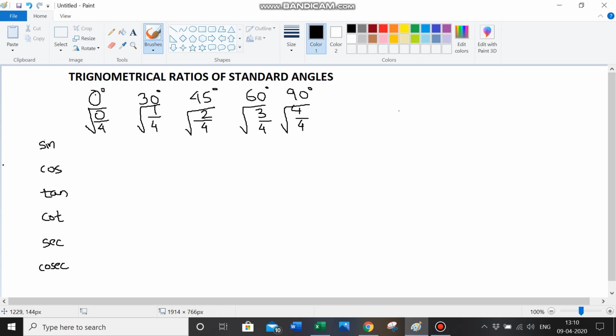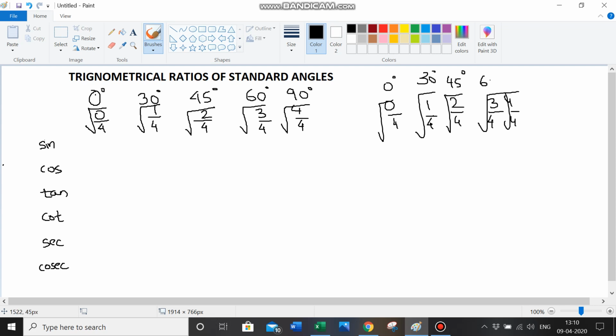I repeat, first write 0, 1, 2, 3, 4. Next step, divide it by 4. And next step, take square root. 3 steps. The first one is for 0 degree, second for 30, third for 45, this is for 60, and this is for 90. So 0 divided by 4 is 0, square root of 0 is 0, which means sine 0 degree is 0.